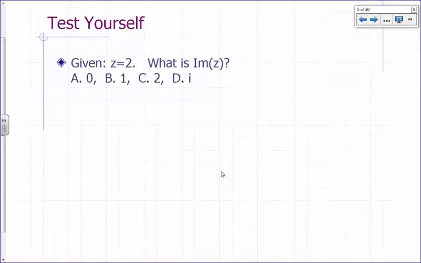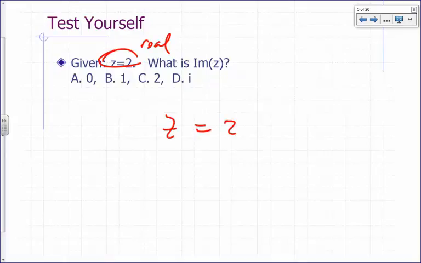If z is 2, what's the imaginary part of z? z is 2, that's a real number, right? So you can say z is 2 plus 0 times i. So the imaginary part of z is 0.